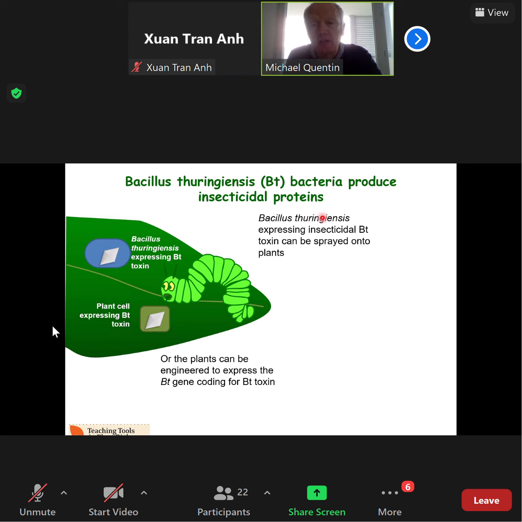And in fact, if you spray this Bt toxin onto a field, you notice that the plants are becoming resistant to insects, but the spraying of the toxin made it less specific. So the idea was to introduce specifically the Bt gene into plant cells to engineer plants specifically producing the Bt toxin.